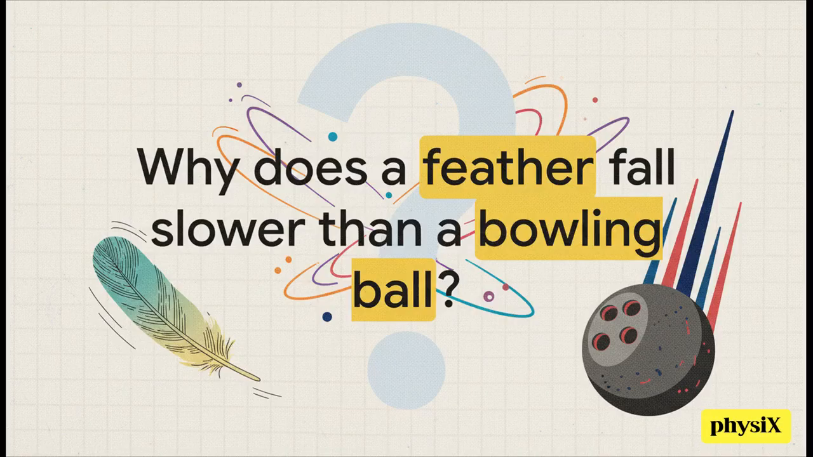Our equations say that gravity should pull everything down at the exact same rate. So then why, in the real world, does a bowling ball always beat a feather in a race to the ground? Well, the answer involves a force we haven't talked about yet. And that's a story for another explainer.